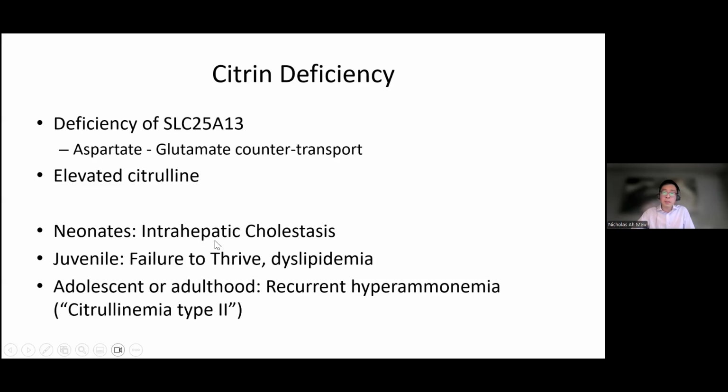There are some different phenotypes of this condition that include intrahepatic cholestasis in neonates, failure to thrive and dyslipidemia in those of juvenile age, and then in adolescence or adulthood it can result in recurrent hyperammonemia, or the so-called citrullinemia type 2.